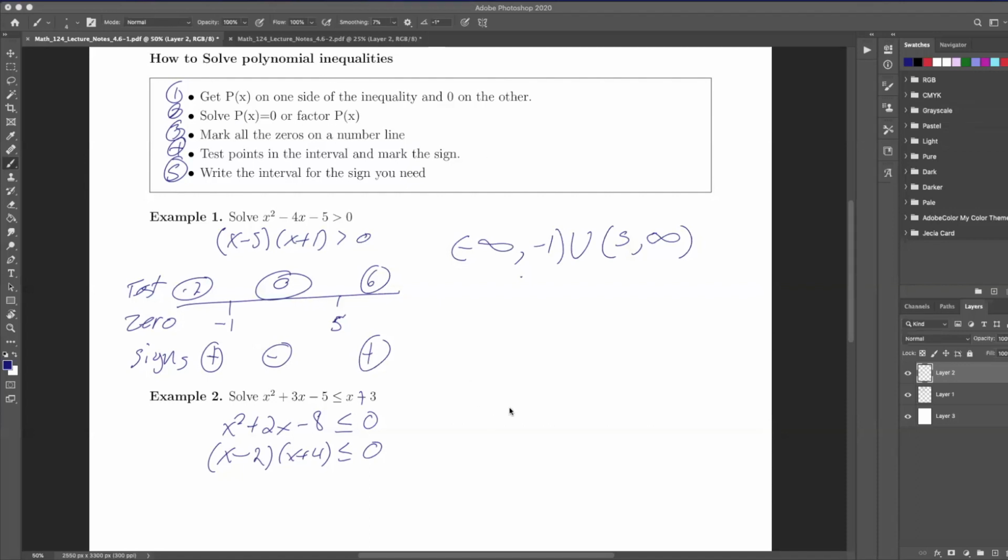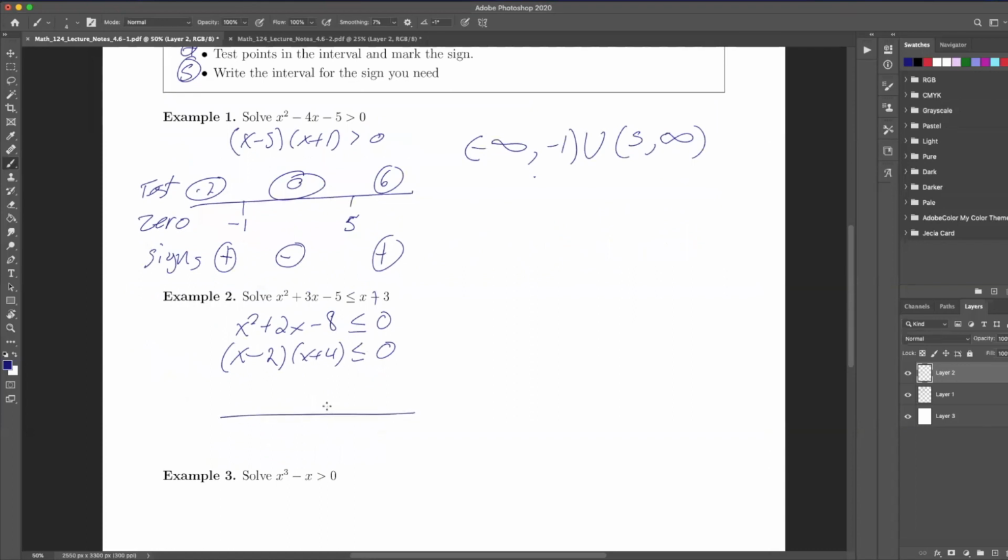So now we're going to mark all the zeros on a number line. So let's just mark all our zeros on the number line. So it'll be minus 4 and positive 2. Here we're going to test points. I'm going to test negative 5, 0, and 3. And we're going to write down the signs below it.